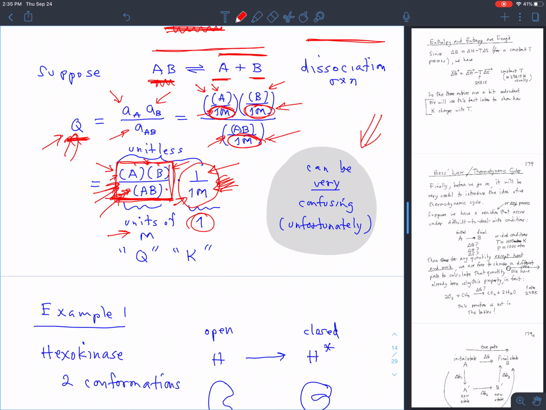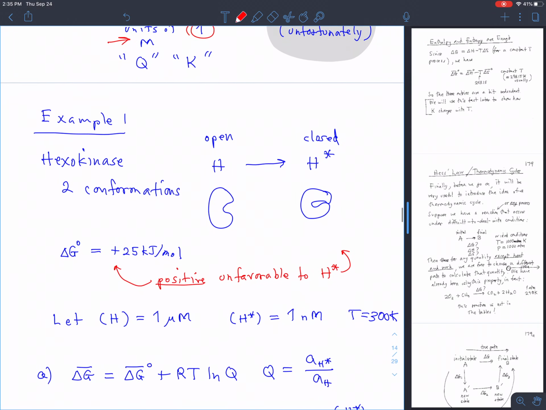It's a matter of ignoring these standard state concentrations. In most applications, the difference between a Q with units and a Q without units doesn't make any difference, but there are lots of situations especially where the difference does matter. And again, I'll try and emphasize those kinds of situations in the examples below.